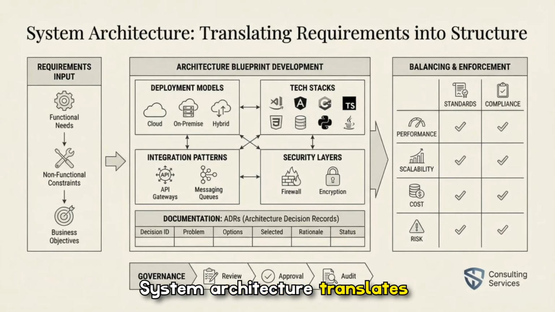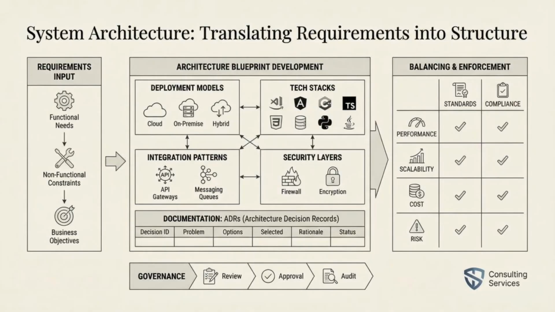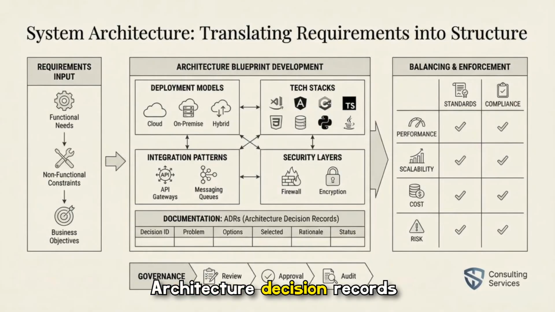System architecture translates requirements into a structural blueprint, covering deployment models, integration patterns, tech stacks, and security layers. Architecture decision records capture options and rationale, while governance activities like review, approval, and audit ensure the design balances performance, scalability, cost, and risk in line with business objectives and compliance needs.